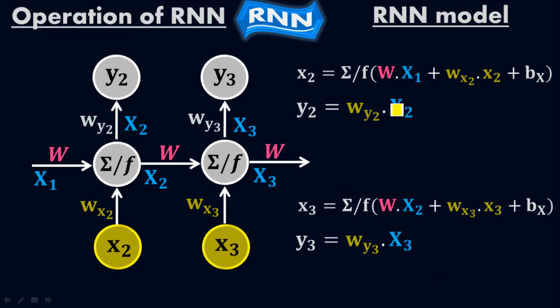So I hope it is clear now how the RNN model operates. What is the operation? What is the logic behind the scene? What is the mathematics behind the scene? So I hope it is clear now.